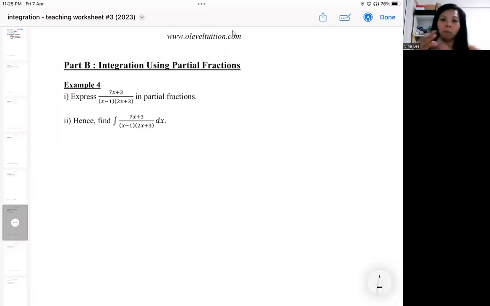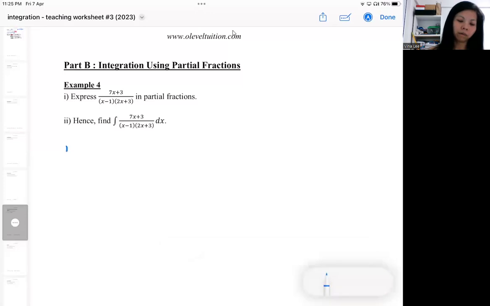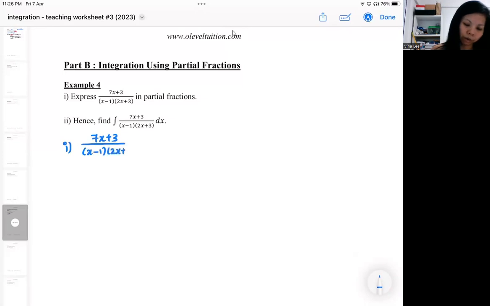This is like we break a big fraction into a smaller one so that it can match back into any of our previous integration formulas. So again, I will not be focusing on the partial fraction part. For example, in part one, this is under case one of partial fraction. If you forgot how to do partial fraction, let me know.